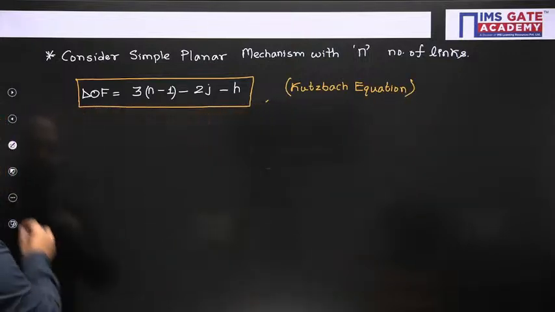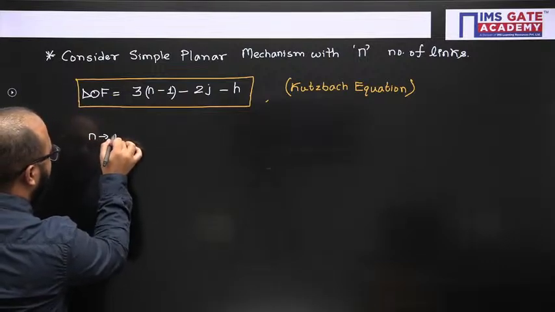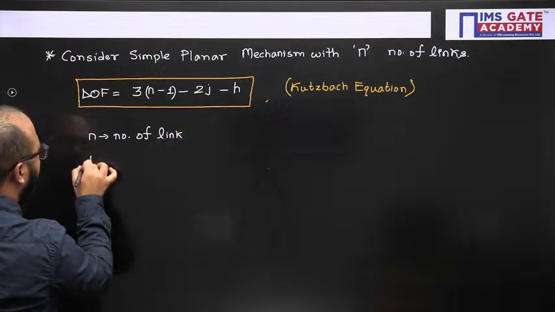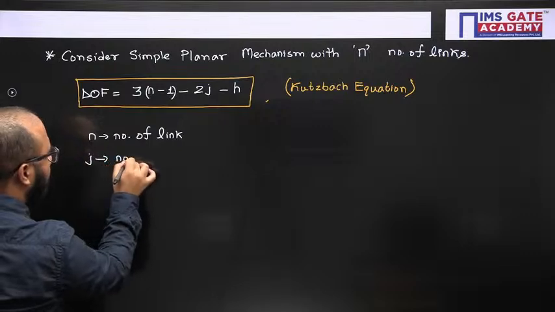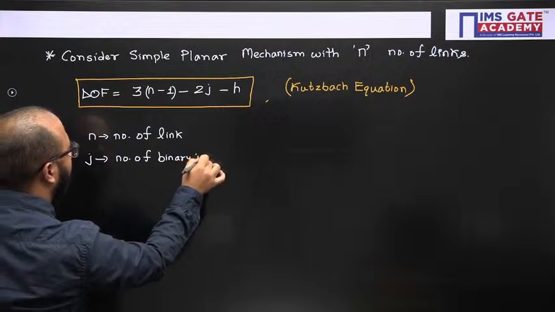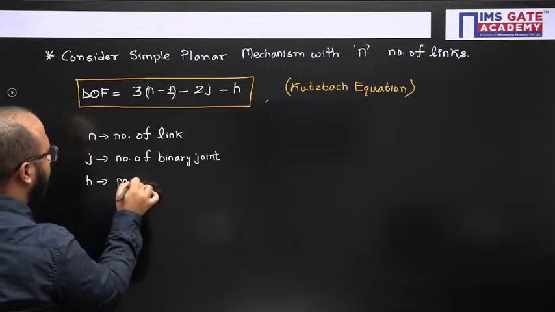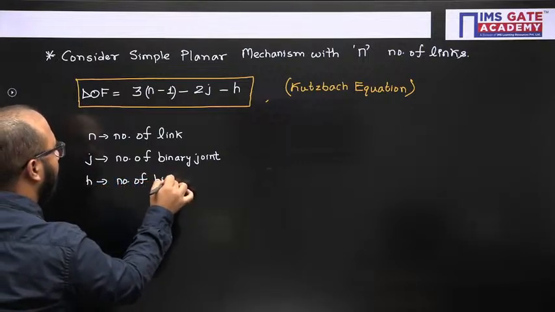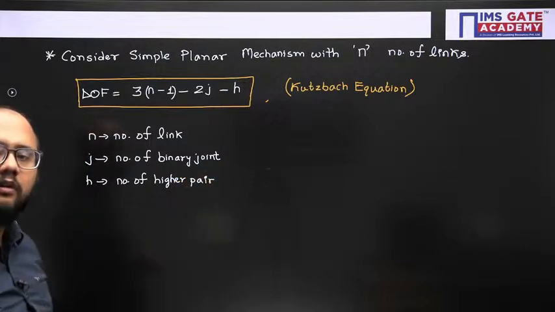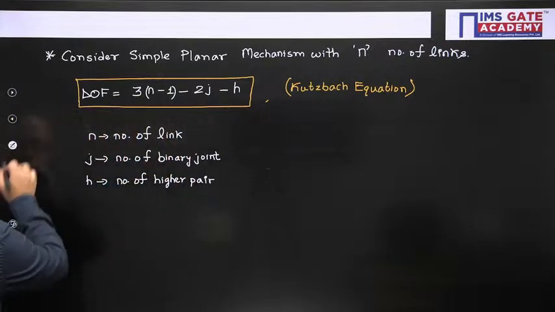Clear? Okay. Now, here you need to remember n is the number of links, j is the number of binary joints, and h is your number of higher pairs. Clear? Okay. So this is the formula we are having.